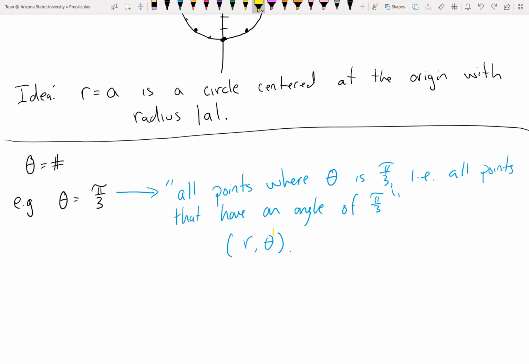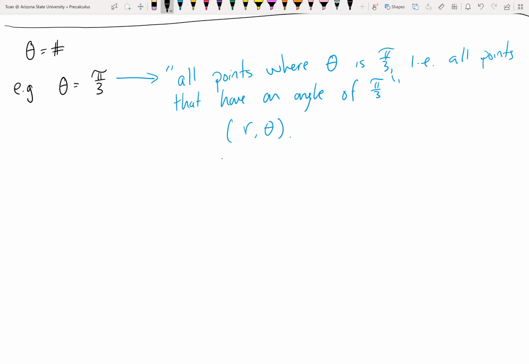So we could have an r length of 1, an r length of 2, an r length of 1.5, an r length of negative 3. We have to take account for all of those. The only points that we plot, according to this equation, are all points that have a set angle. Well, what type of picture, what type of equation would that produce?